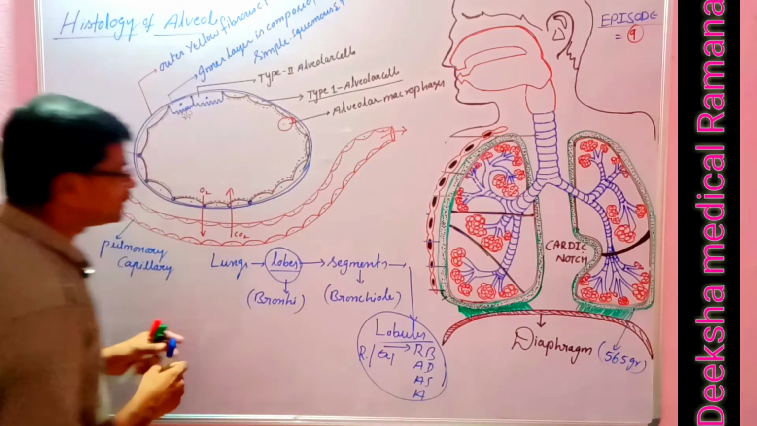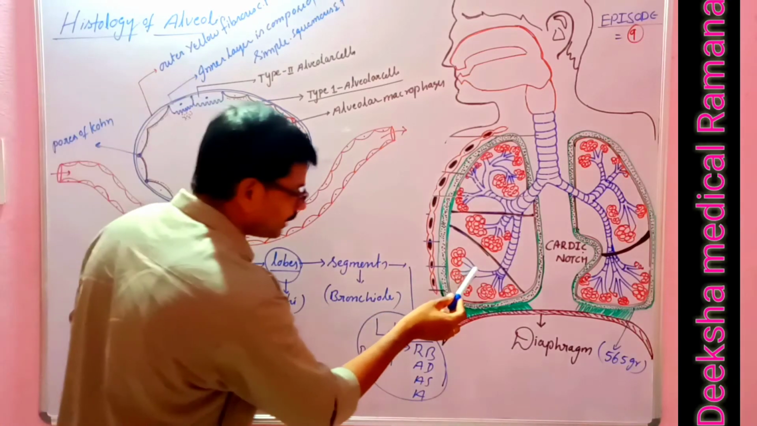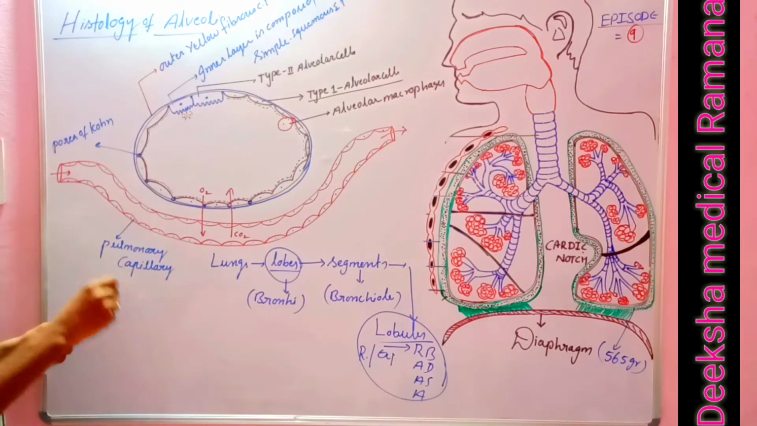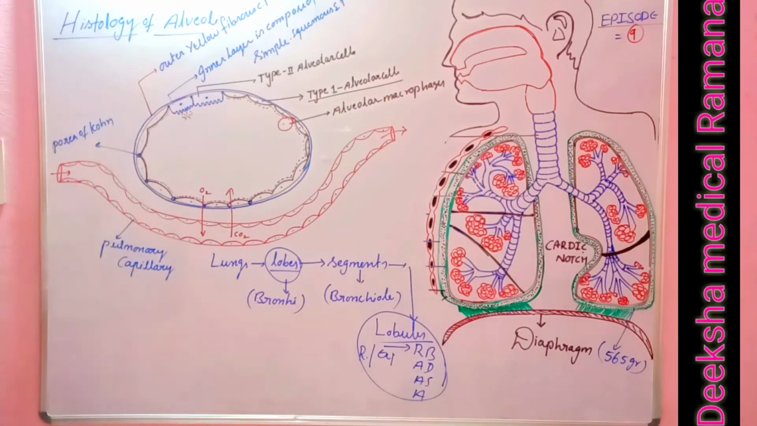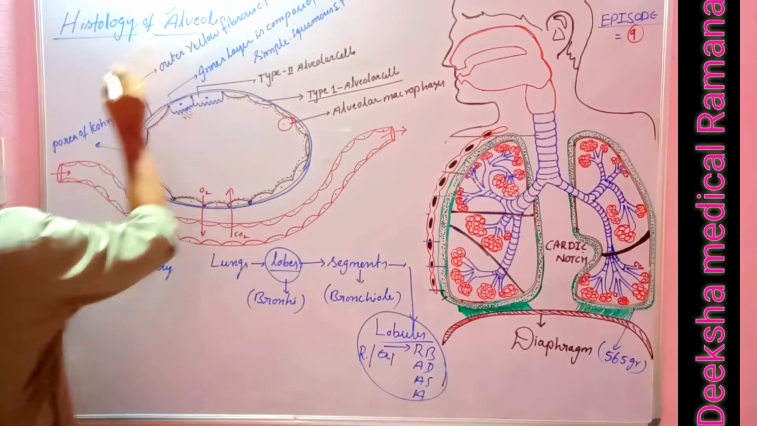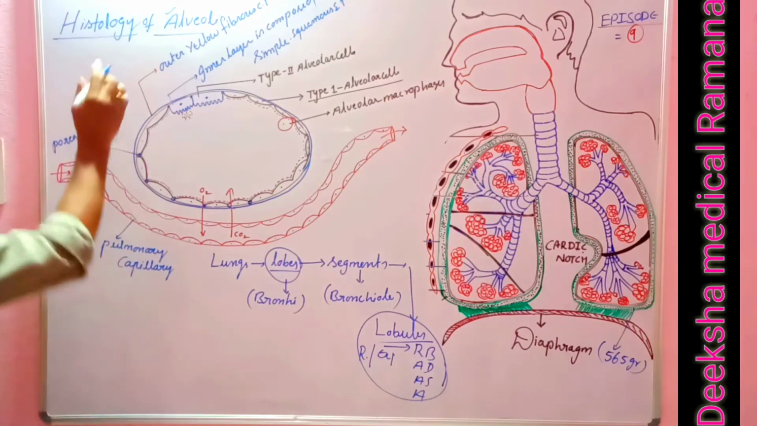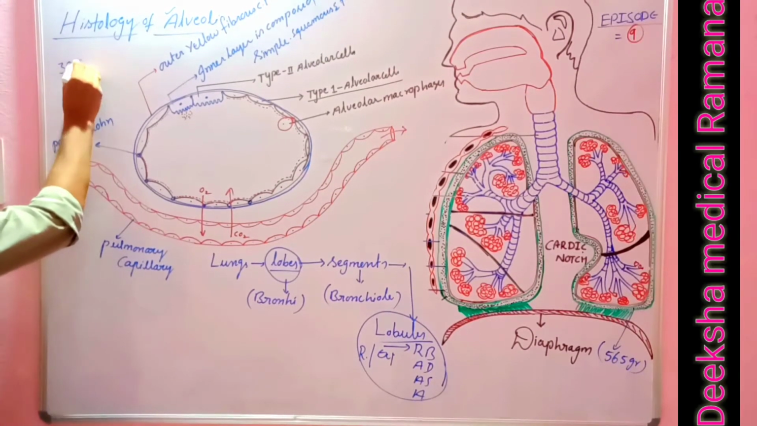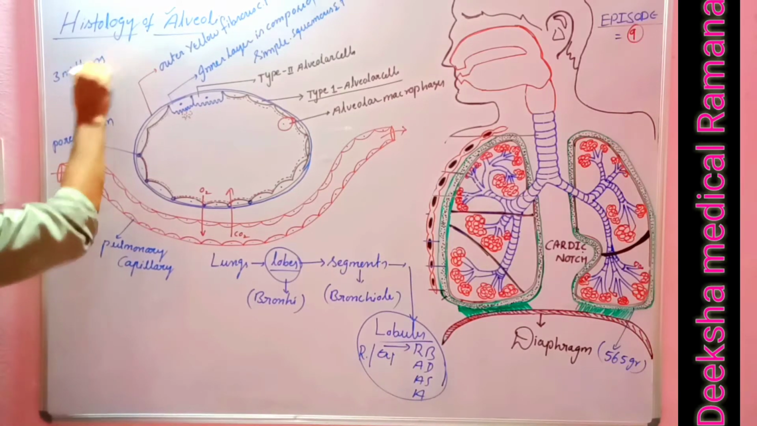Alveoli are present at the end of the alveolar duct, which contains a sac-like structure. Each sac of alveoli contains two or more alveoli. Now I am talking about what the alveoli is. Alveoli is a structural and functional unit of the respiratory system where the exchange of gases takes place. And a very important thing is both lungs contain approximately 3 million alveoli. Both lungs are made up of 3 million alveoli.